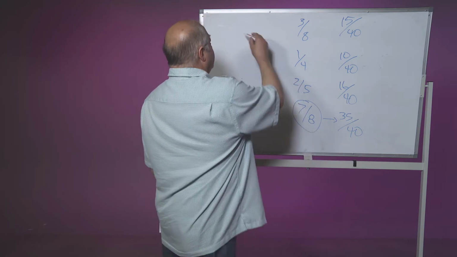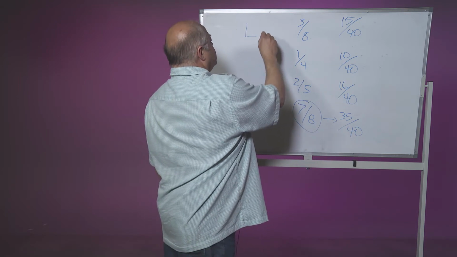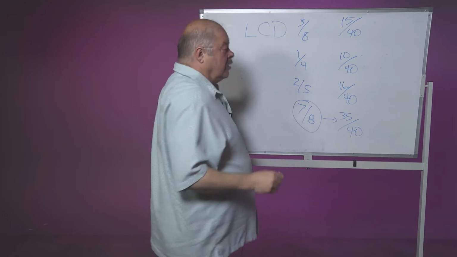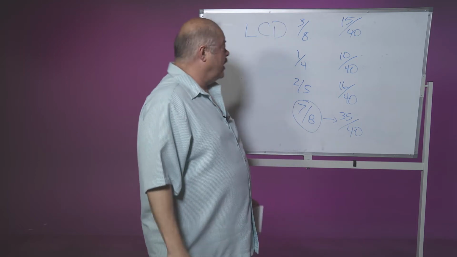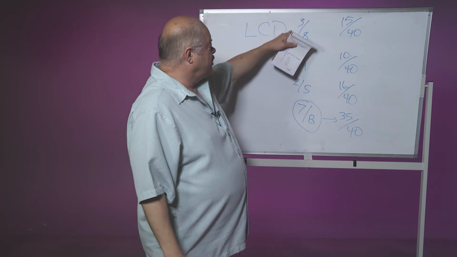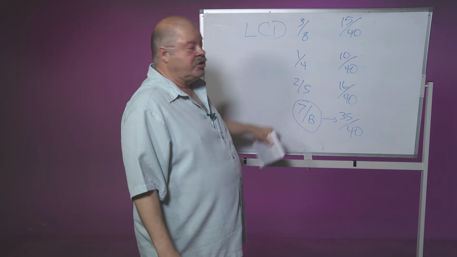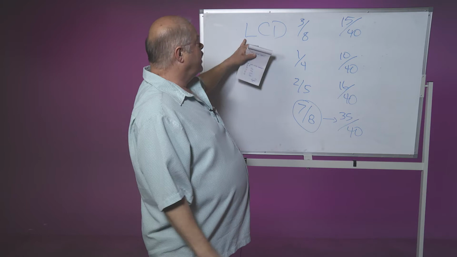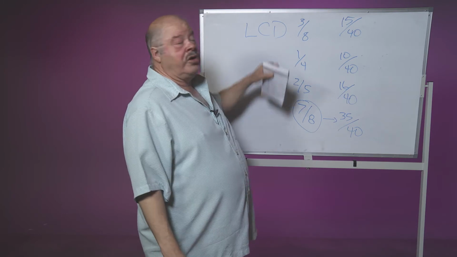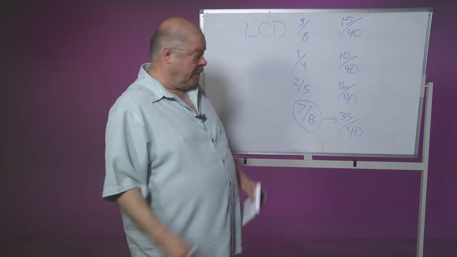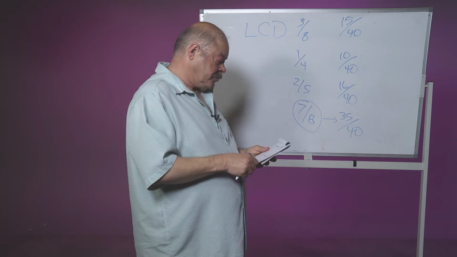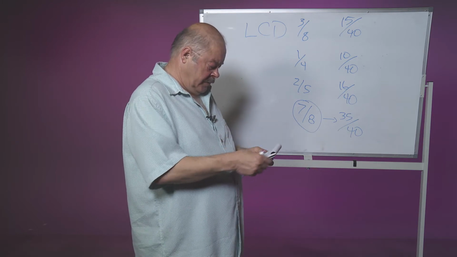So, key that you might want to review: lowest common denominator, figuring out how to get fractions into the lowest common denominator so you can compare them. You also need to have them in the lowest common denominator in order to add them and subtract them.